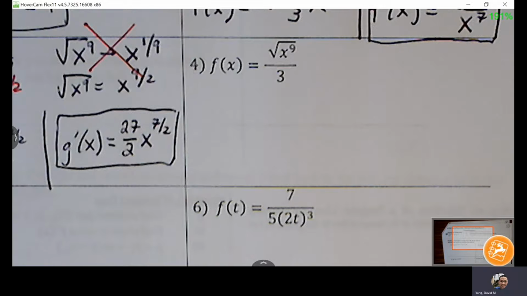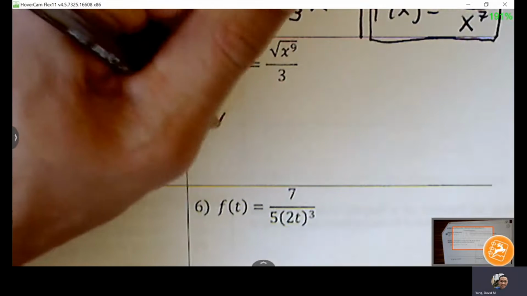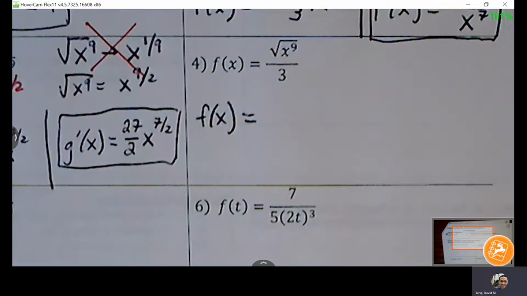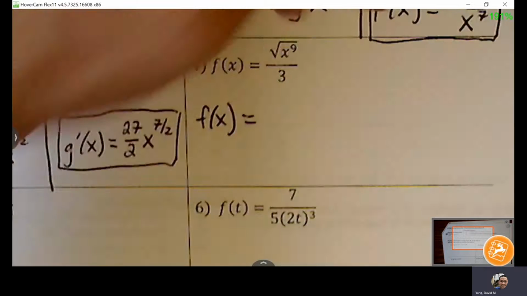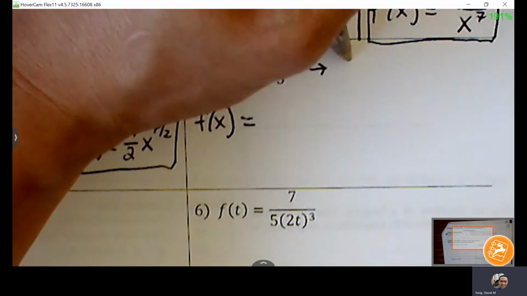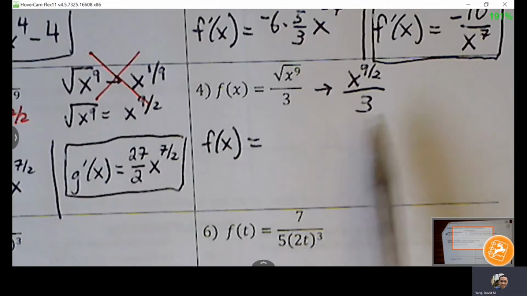How would you rewrite this term? One-third x to the 9/2. Good, good. So let's deal with that numerator first. You know it's x to 9/2 over 3, right? And I like what you did. Can you talk about what you did with that 3?